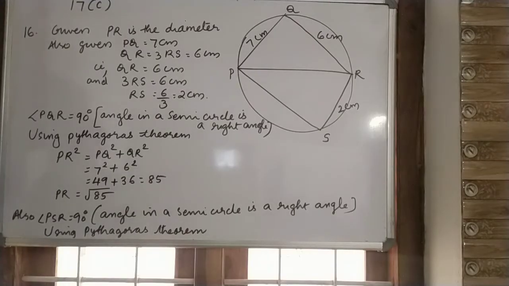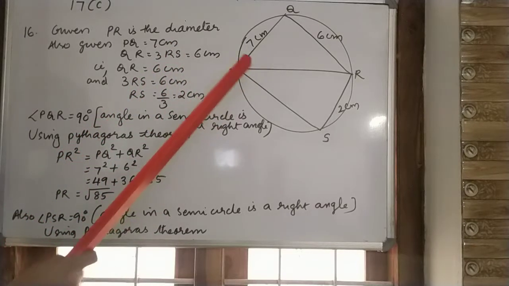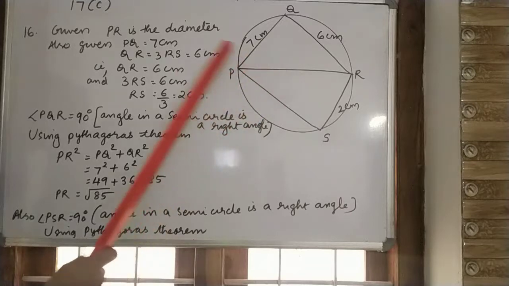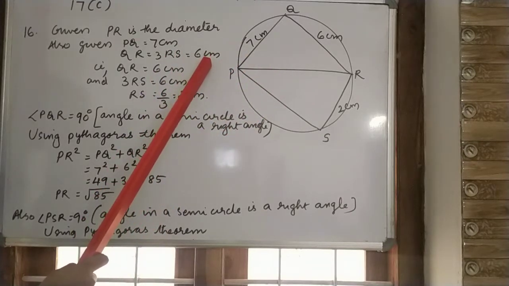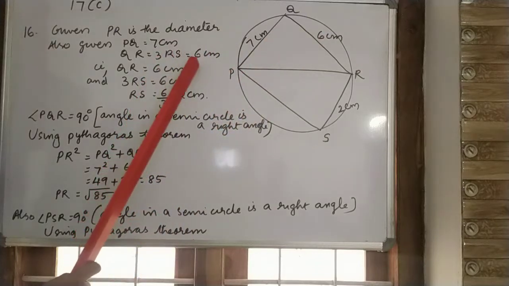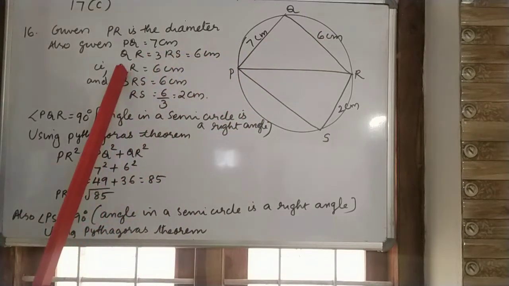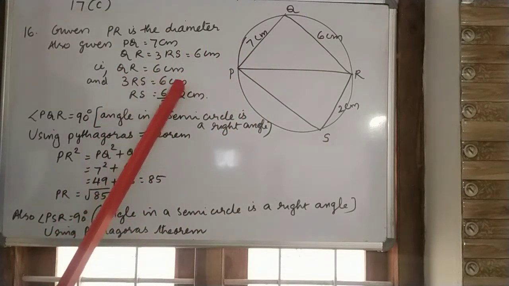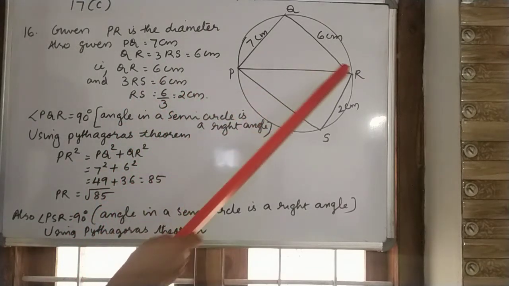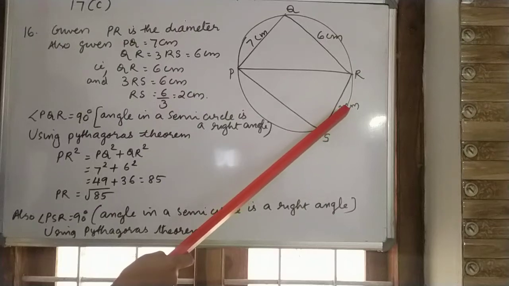Given PR is the diameter. Also given PQ is equal to 7 cm. QR is equal to 3RS is equal to 6 cm. That means QR is given as 6 cm. But 3RS is 6 cm. So RS will be 6 divided by 3, which is equal to 2 cm. So RS we got it as 2 cm.